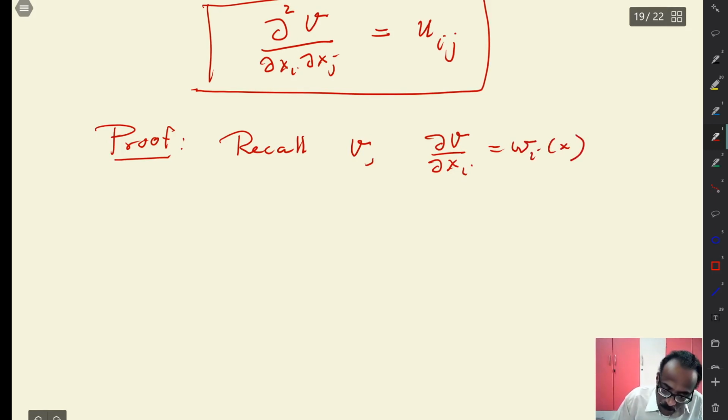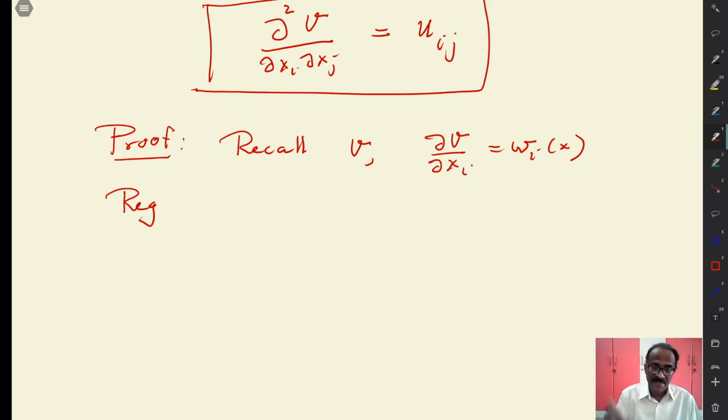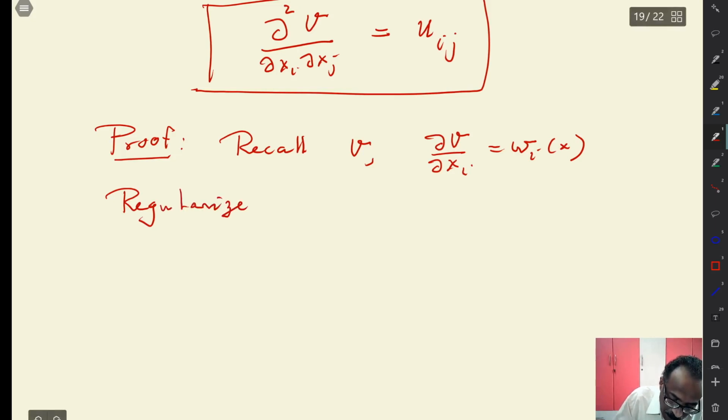Okay, so we regularize. So what we have to do is compute d square V by dxi dxj. In other words, we want to compute dwi by dxj, which needs a further regularization. This is only dV by dxi. You didn't need any Hölder continuity there, but here you need regularization, and that is the trick we have employed. In any case, you regularize. Let epsilon be positive, small, we choose it small.